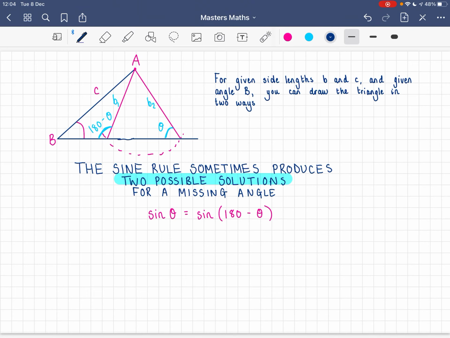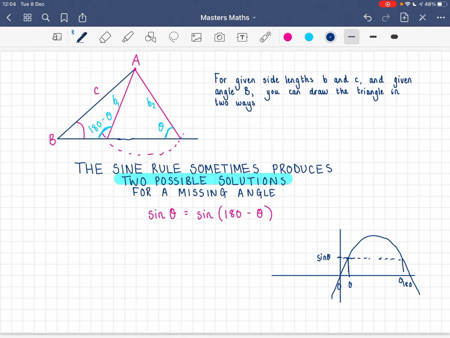So the sine rule sometimes produces two possible solutions for a missing angle. Again, thinking back to when we looked at the sine graph, it goes like this. So sine theta could be like, say, here. This would be 0 and this would be 180. And you can see that if we read off, there are two values of theta for that to work, because they would both give you the same value of sine theta.